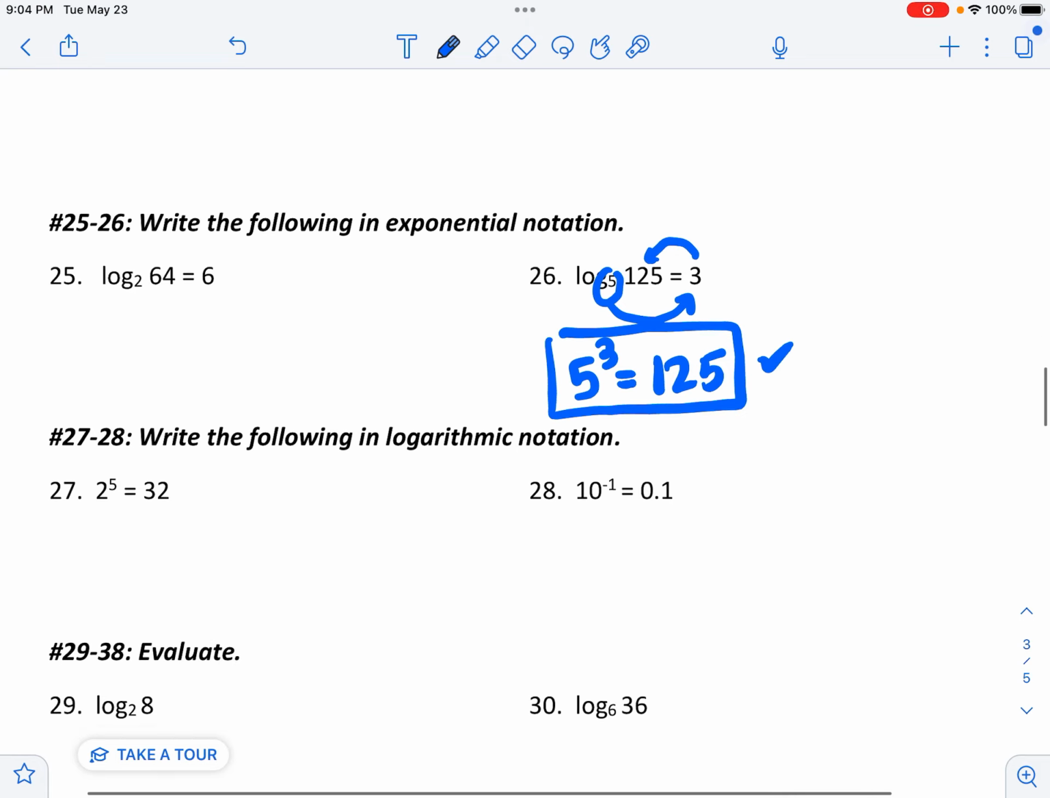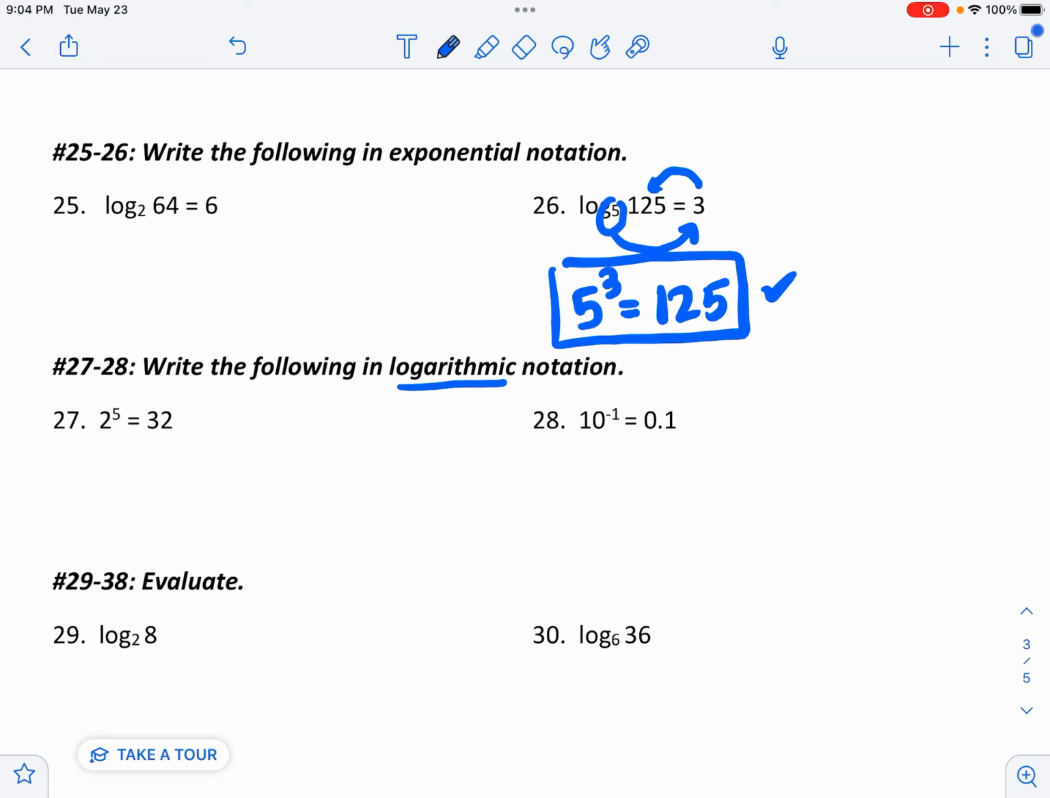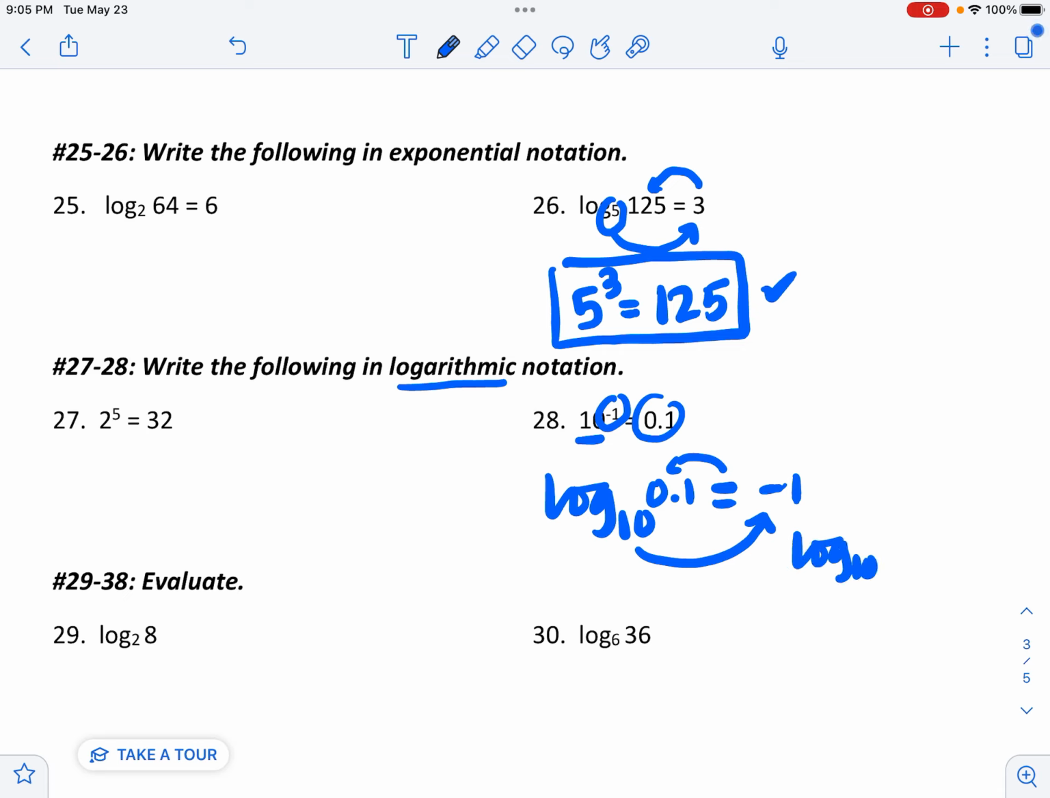All right, write in logarithmic notation. If I want to write in logarithmic, that means I need to write a logarithm. Start with your base. So your base is 10. And then I'm going to leave a little space, and let's go ahead and write it. So it's 10 to a power. Well, it's being raised to the negative 1 power, and then it's going to equal 0.1. So let's clean this up a little bit. This would really be log base 10 of 0.1 equals negative 1. All right, and there you have it.